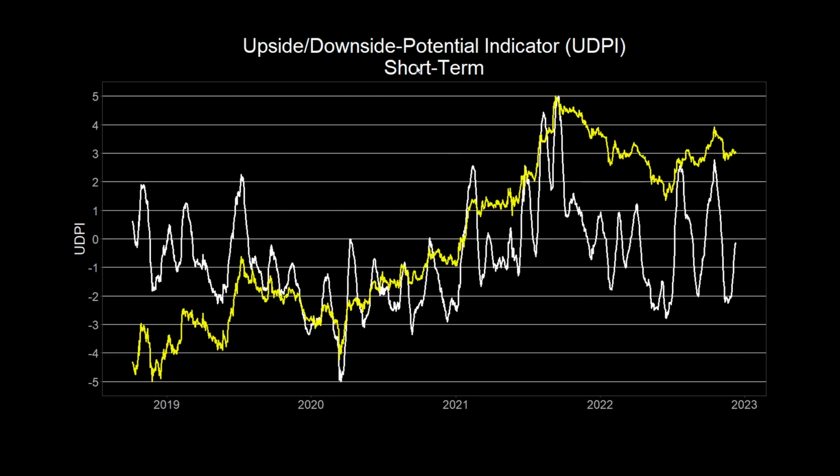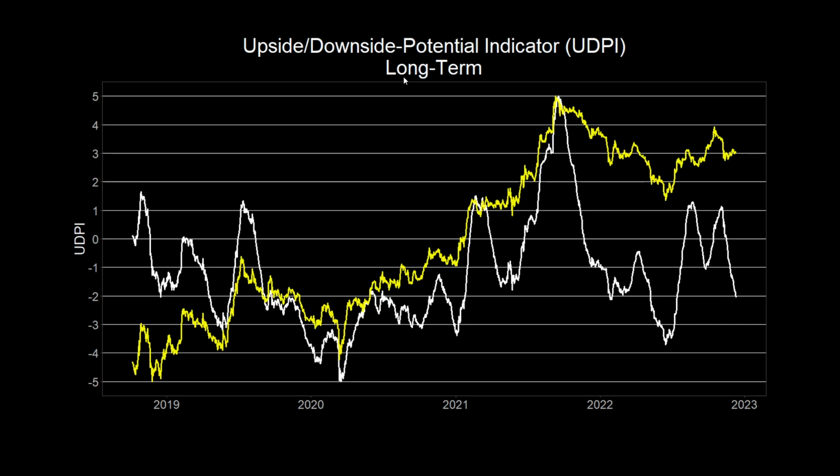So we can also look at the short-term version. What I was showing you before was the long-term version of our UDPI.